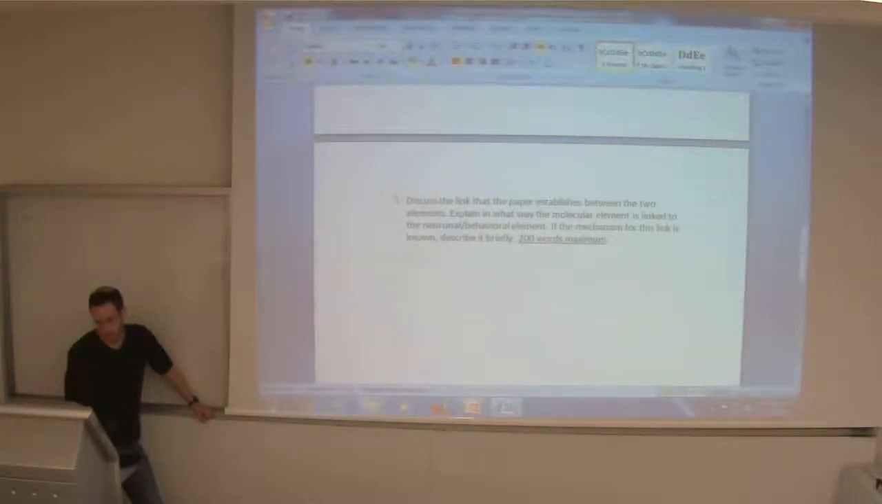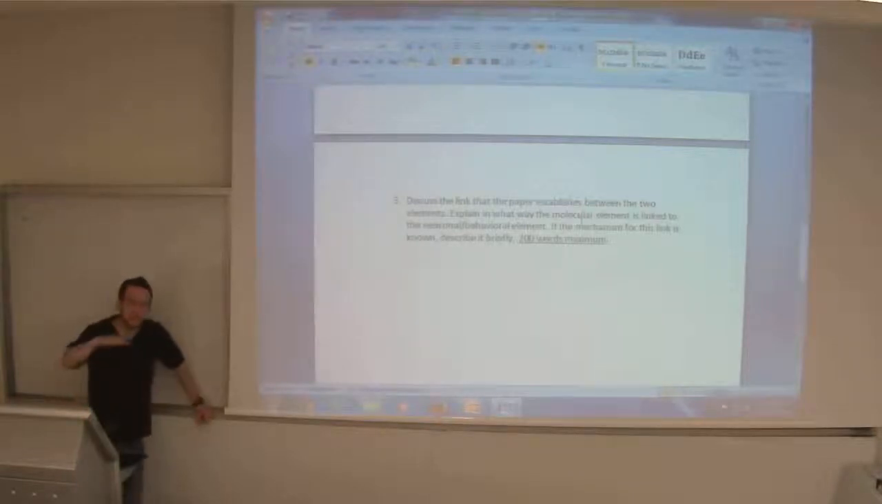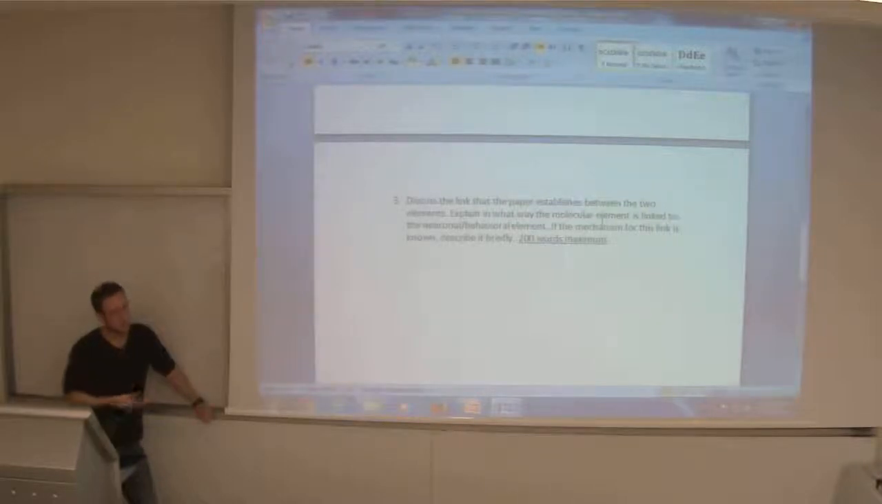explain in what way the molecular element is linked to the neuronal behavior element, either at the level of an observation, correlation, association, and for some articles, I guess, there will be a mechanism that explains how the two are linked, just in a step-by-step mechanism. If such a mechanism is known, then obviously you need to include it in your answer. But not for every article such a mechanism exists.